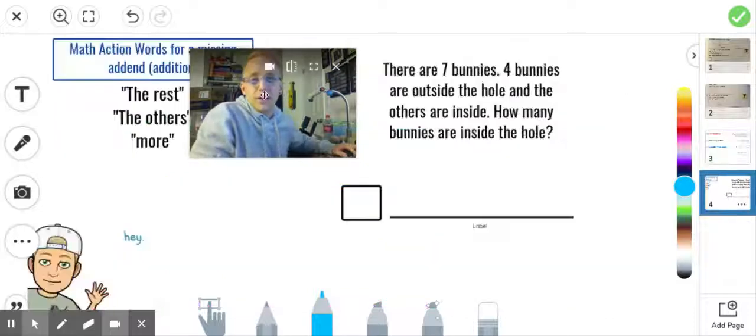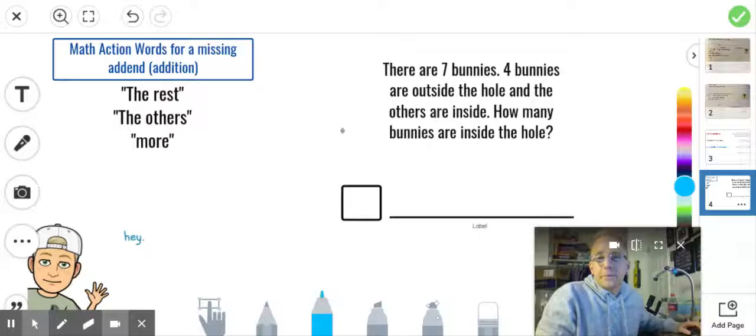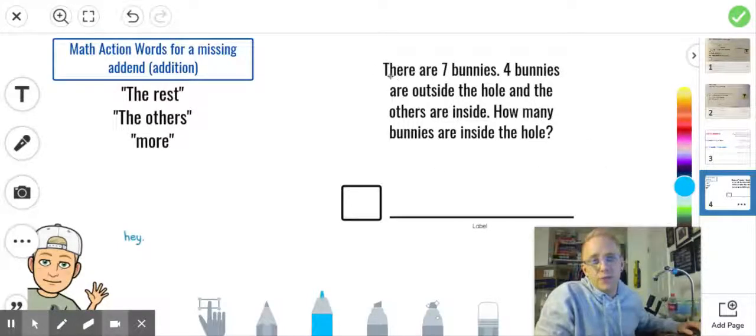So let's come on over here to this activity that I have created for us. I will read the question to you, and then let's go through the steps of cubes. There are 7 bunnies. 4 bunnies are outside the hole, and the others are inside. How many bunnies are inside the hole? All right, so it wants us to know how many bunnies are hiding right now inside the bunny hole. So we're going to figure that out. Let's think about our cubes, though, first.